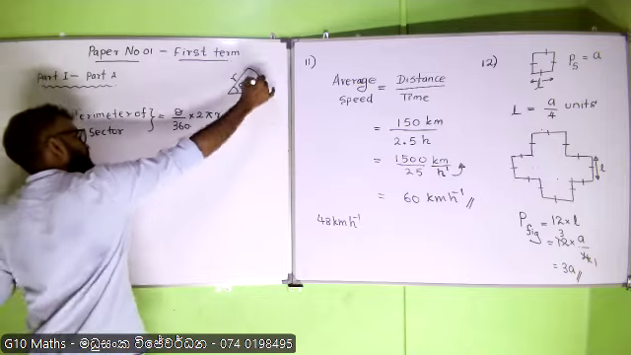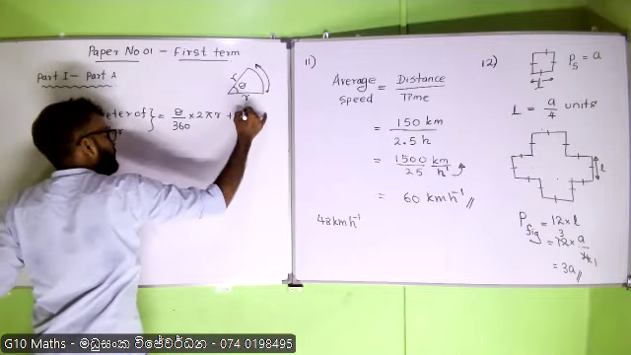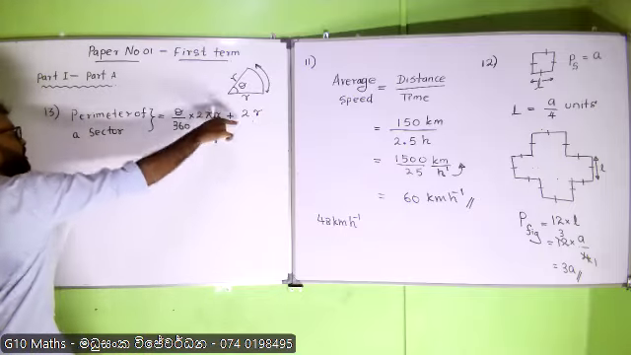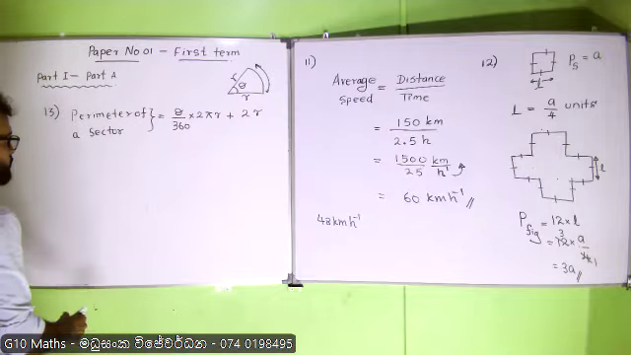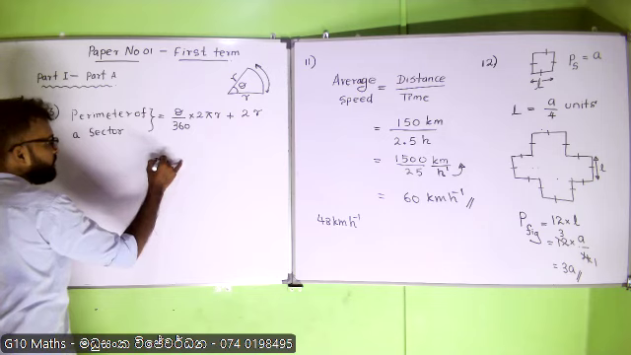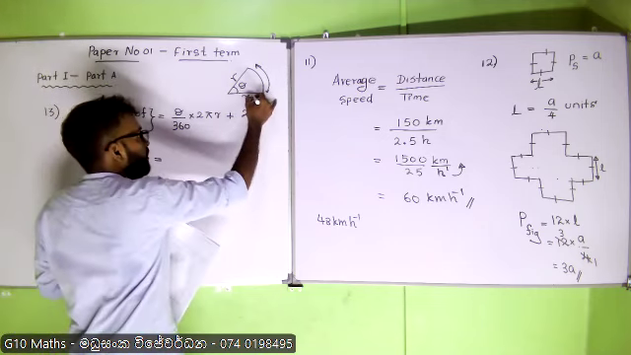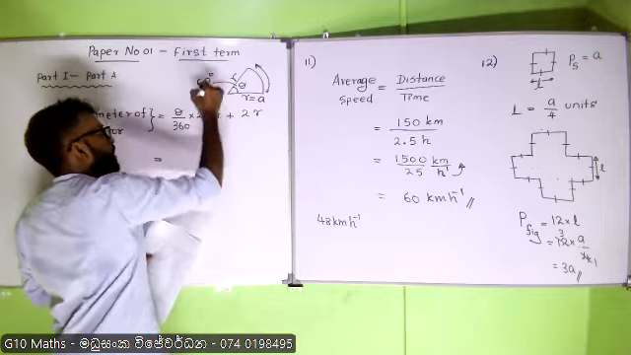And to this arc length, you need to add 2 radii, plus 2R. So this is the perimeter of a sector. So you can find the perimeter of this particular sector. R is equal to A, theta is 60.